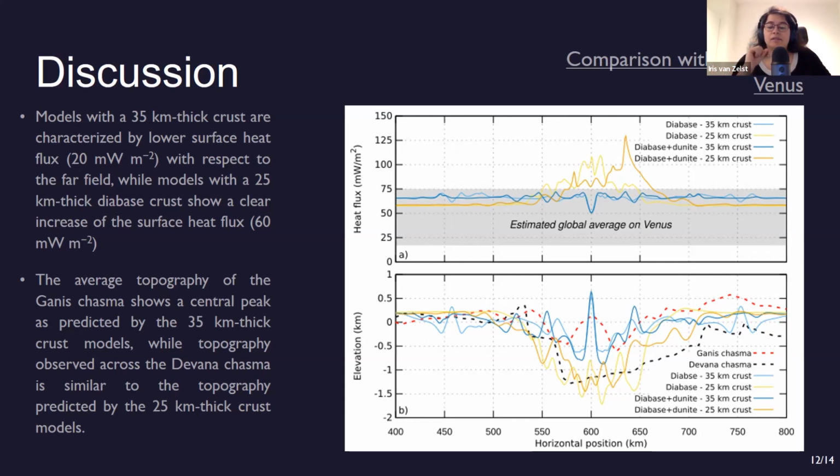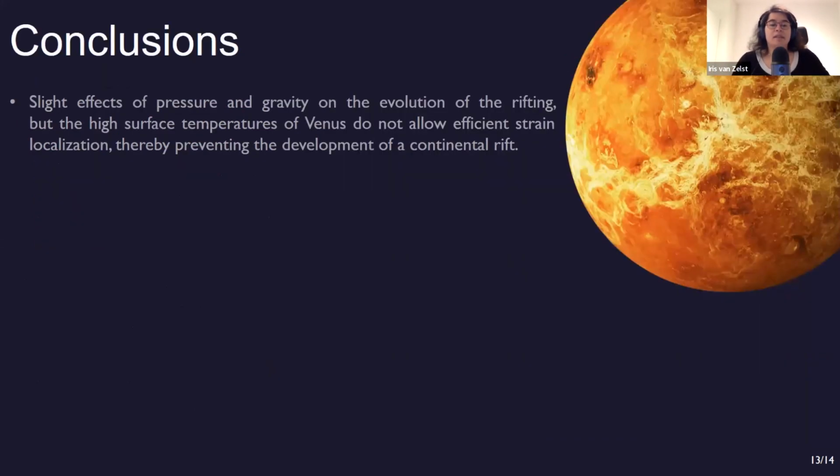And these different models are different thicknesses of the crust. So maybe this is an indication that these kinds of rifts have different thicknesses of the crust, with Ganus Chasma having a little bit of a larger thickness of the crust and Dvana Chasma having a little bit of a thinner crust. So then we come to our conclusions in the next slide.